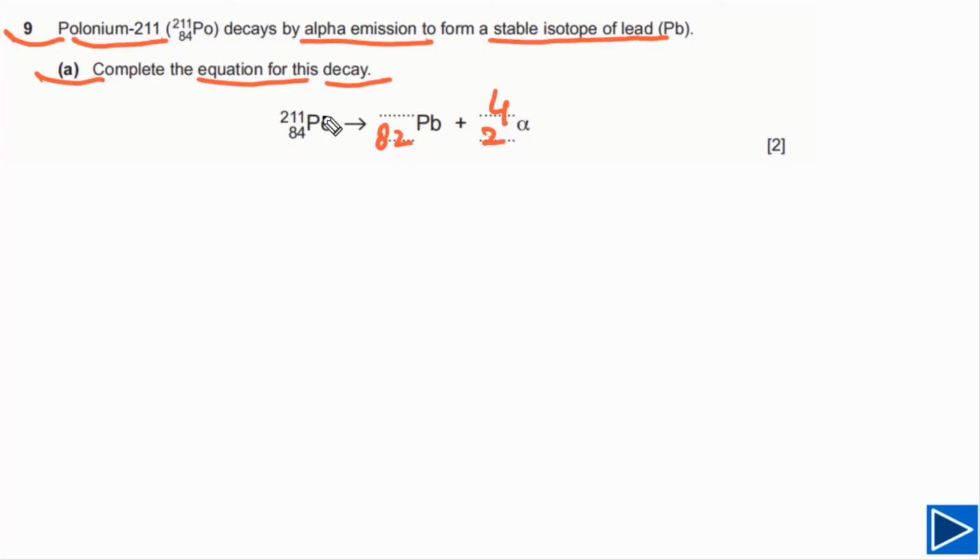And this is 211 minus 4. So this one has to be 207. So that's all that we need to do. And this question has 2 marks. If you have done this right, you will get 1 mark. And if you have done this right, you will get the second mark.